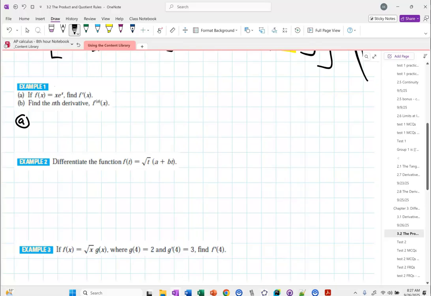So this is the product rule, where my f of x is x and my g of x is e to the x. Everybody see it? So I'm going to have e to the x times the derivative of x plus x times the derivative of e to the x.